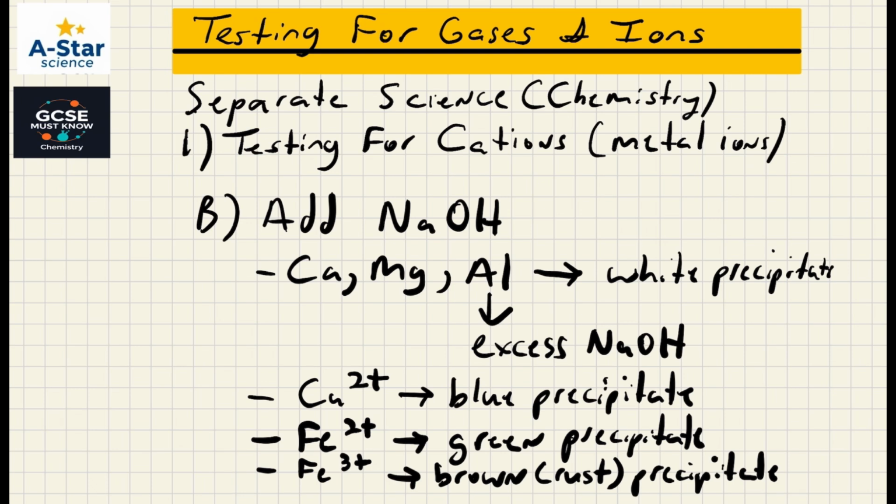Testing for ions, testing for gases is really important in chemistry and can be used in many industries such as forensic science, environmental science. So this is really important that you need to know these tests.